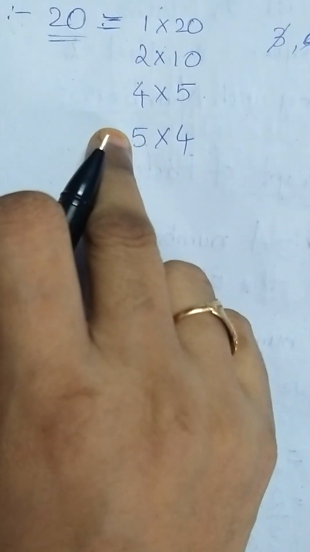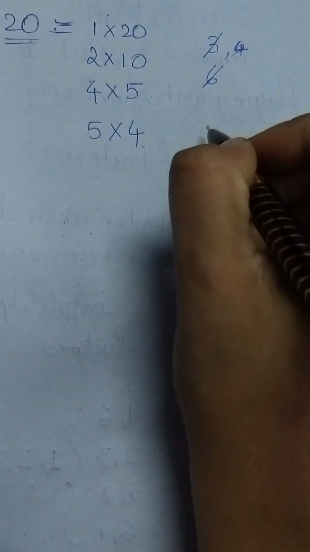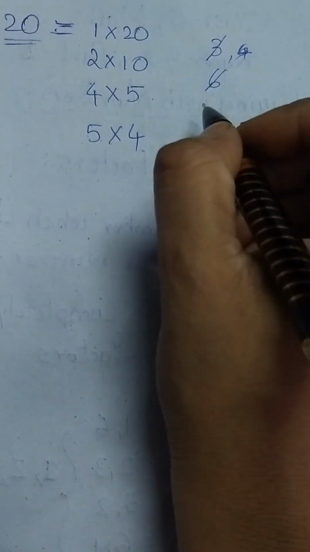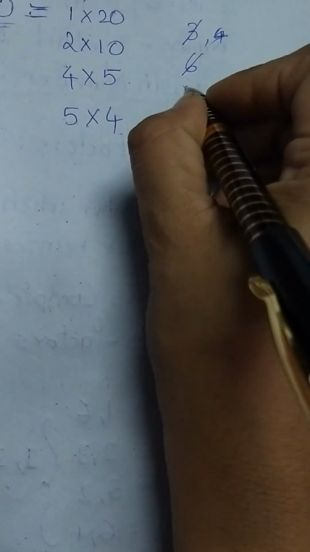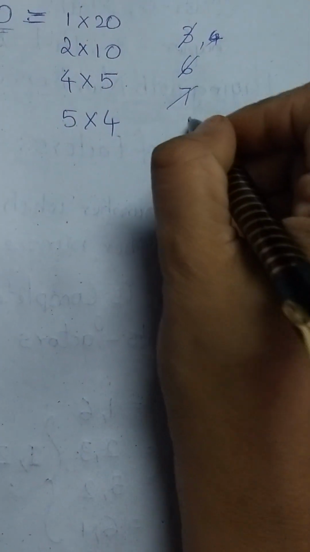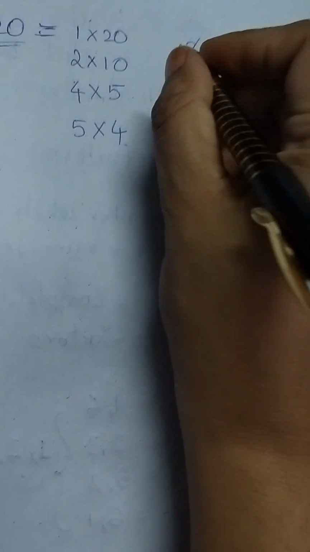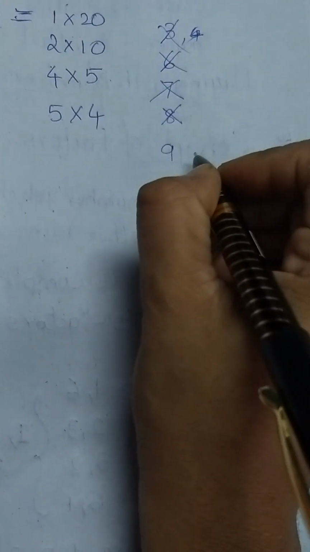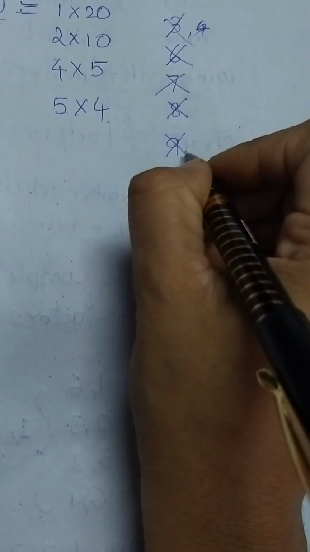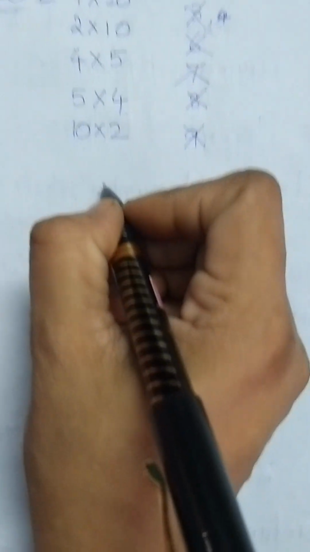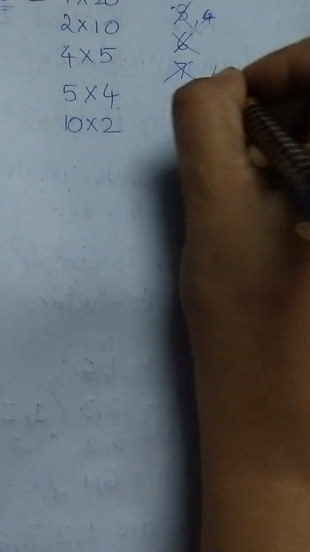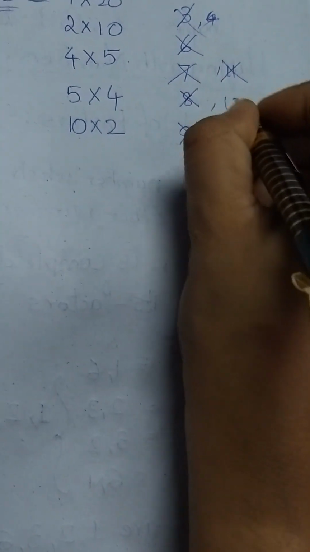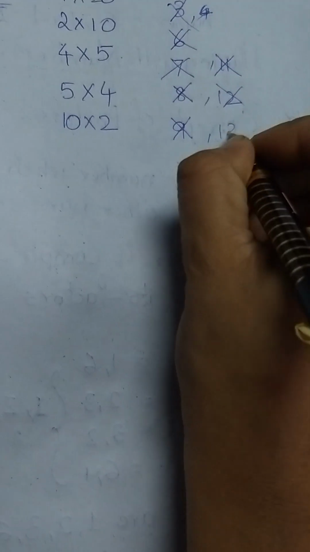Does 6 divide 20? No, 6 does not divide 20. Next, 7 also does not divide. 8 also does not divide. Check 9, also not dividing 20. 10 divides, 10 twos are 20. And 11 also does not divide, 12 also not dividing, 13 also.